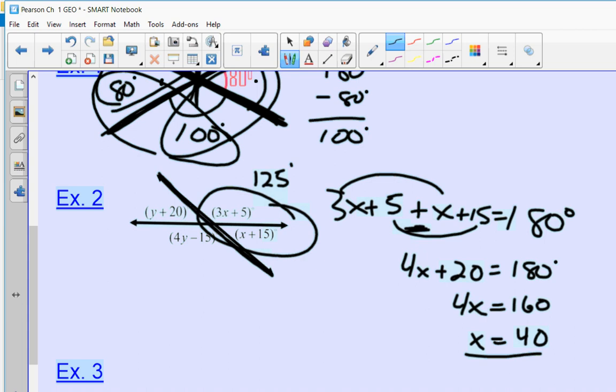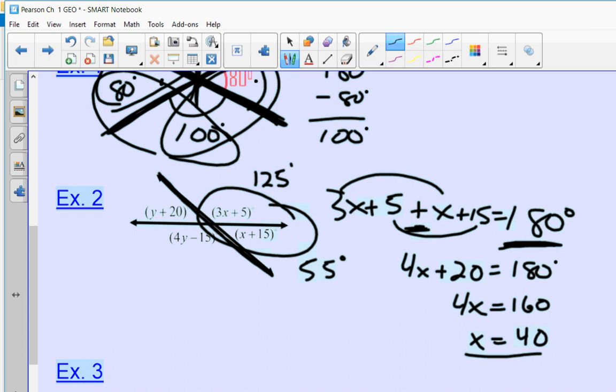Okay? And if I go down to the angle below it, x plus 15, well, x is 40, so 40 plus 15 is 55. Now I'm going to check my work here, because remember the rule was those two angles should make a line, and the line's 180 degrees. What's 125 plus 55? Well, that gets me 180 degrees. So we did it right. We were correct in assuming I could add them together and that it made a line of 180 degrees. Okay. But I still have this issue. I still have to solve it for y.